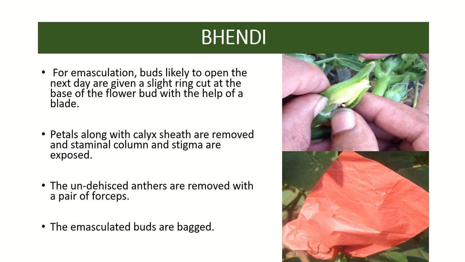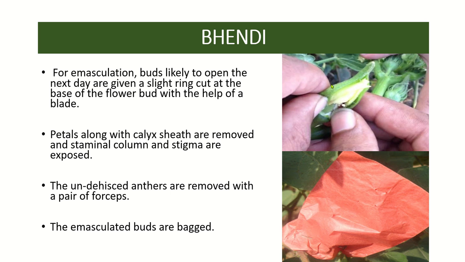Okay, and emasculation in this process is done by selecting buds which are likely to open the next day, and they are given a slight ring cut at the base of the flower with the help of a blade. Okay, so you can expect a ring cut. Okay, and you can break open the calyx, the outermost cover of the flower.